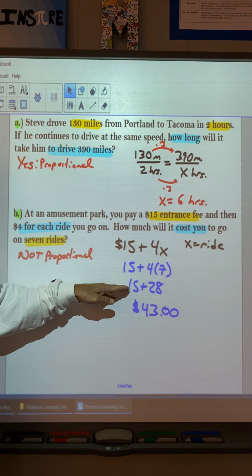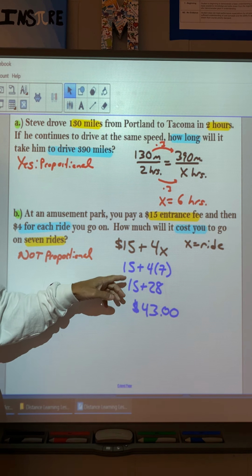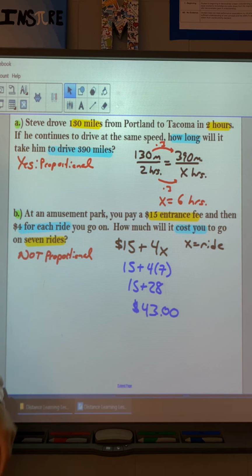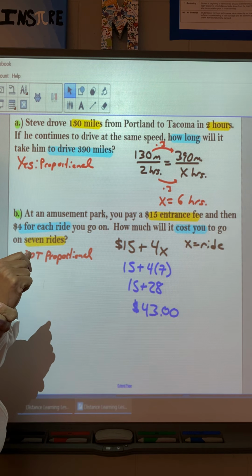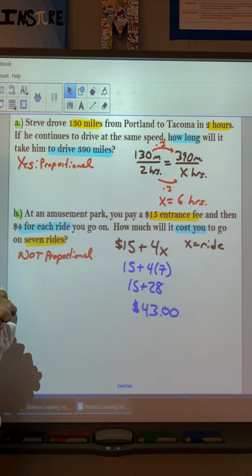The $15 to get into State Fair plus, okay, $4 for every ride. That's kind of expensive if you ask me. I think that's why you get those wristbands so you can ride all day or whatever. Good move.